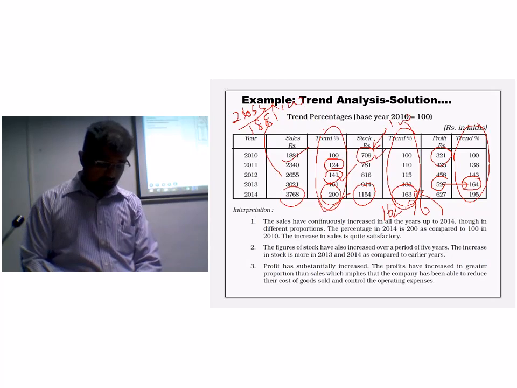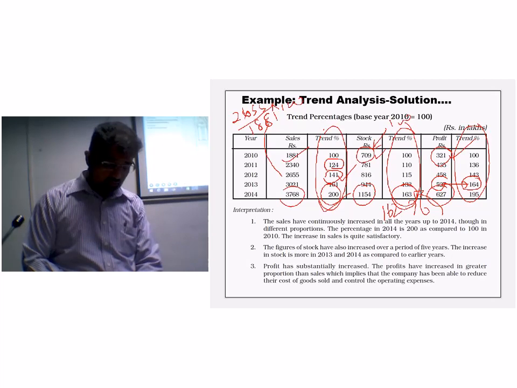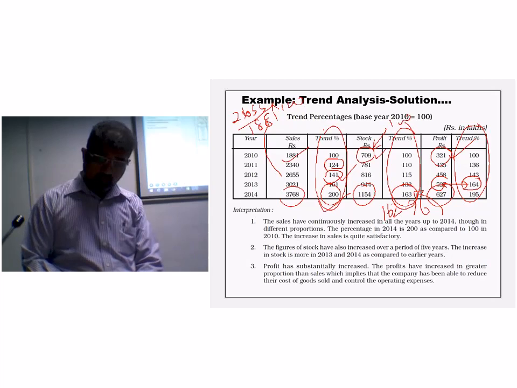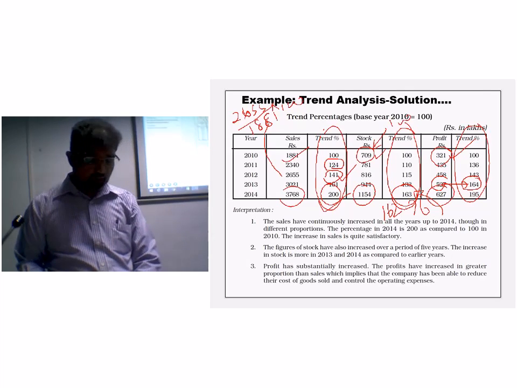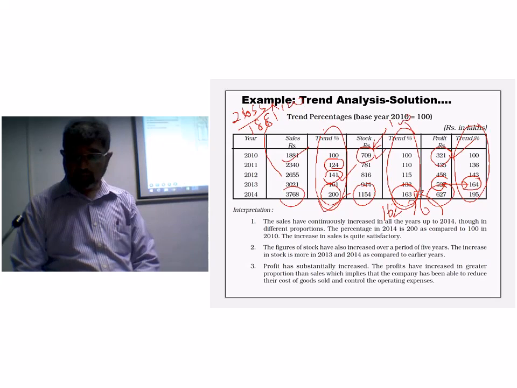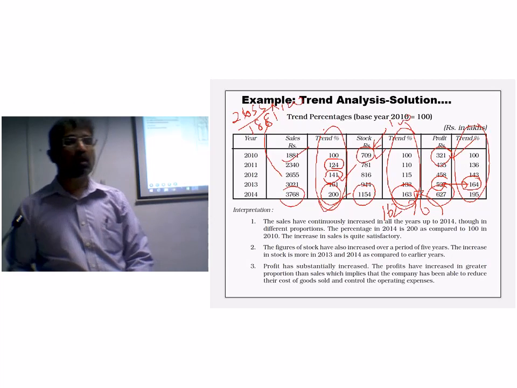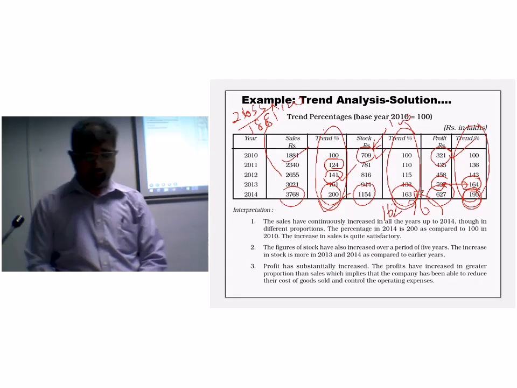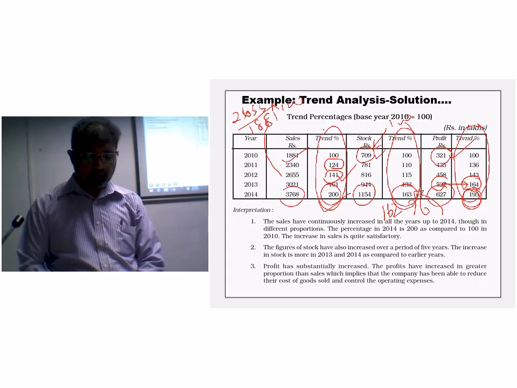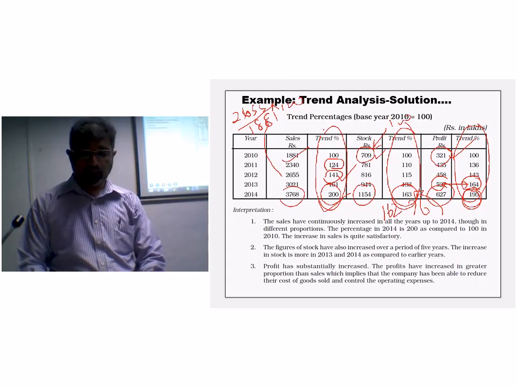Last one, if you take this 627, first of all you can type 627, divide this by base year information 321 into 100. Your answer is 195.32, approximately 195. Likewise, we can take this trend value.